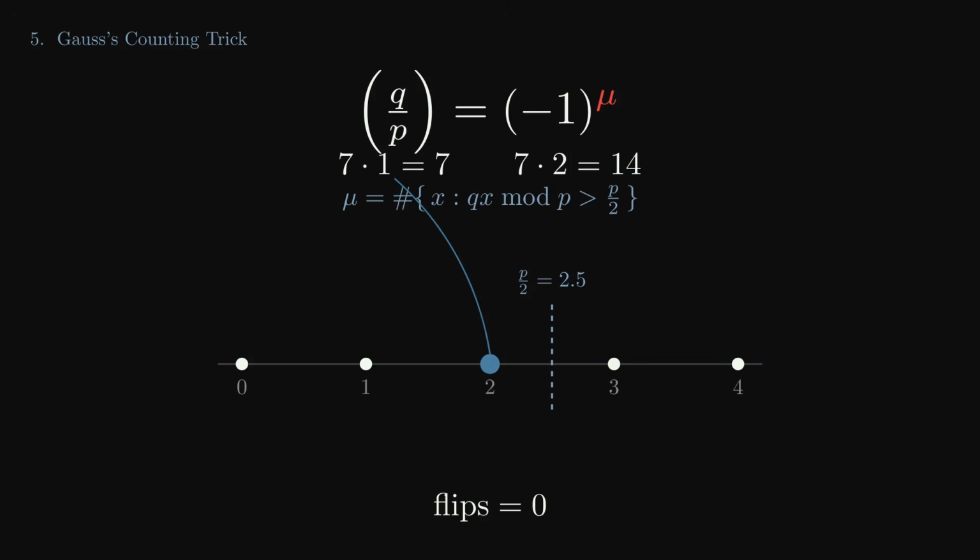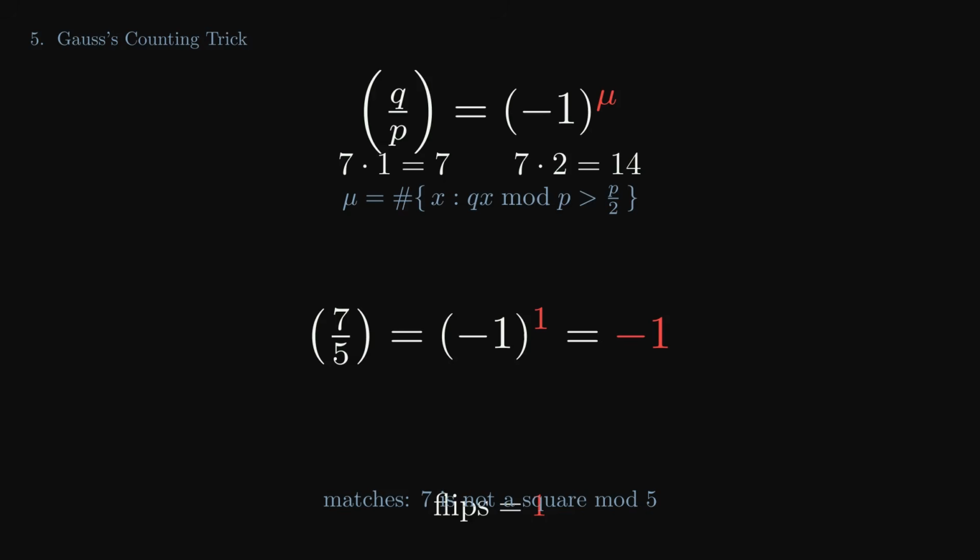7 times 1 is 7, which is 2 mod 5. 2 is below the halfway mark, so no flip. 7 times 2 is 14, which is 4 mod 5. 4 is above the halfway mark, so that is 1 flip. 1 flip total. -1 to the first power is -1. And indeed 7 is not a square mod 5. The lemma turned a question about squares into a tally of how many products spilled over the halfway line.